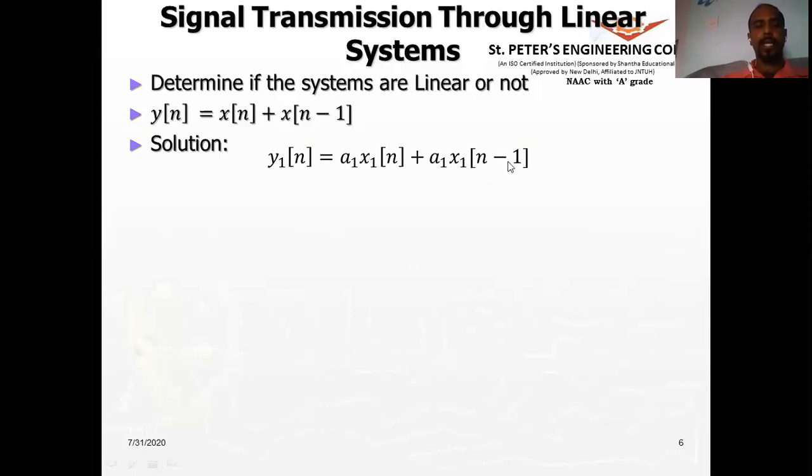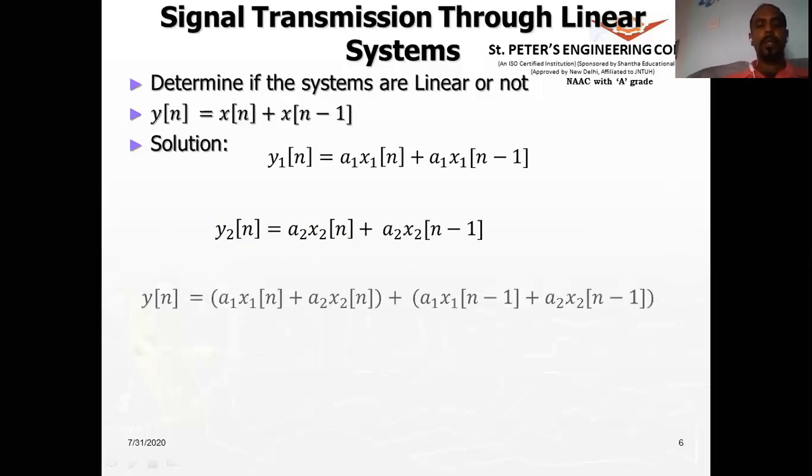Now, if I give the second input a2 x2 of n, the second output will be y2 of n, which will be equal to a2 x2 of n plus a2 x2 of n minus 1. Now, if I give both the inputs simultaneously, that is a1 x1 of n plus a2 x2 of n, I should get the output y of n. Let me see what is the output. Y of n is equal to a1 x1 of n plus a2 x2 of n.